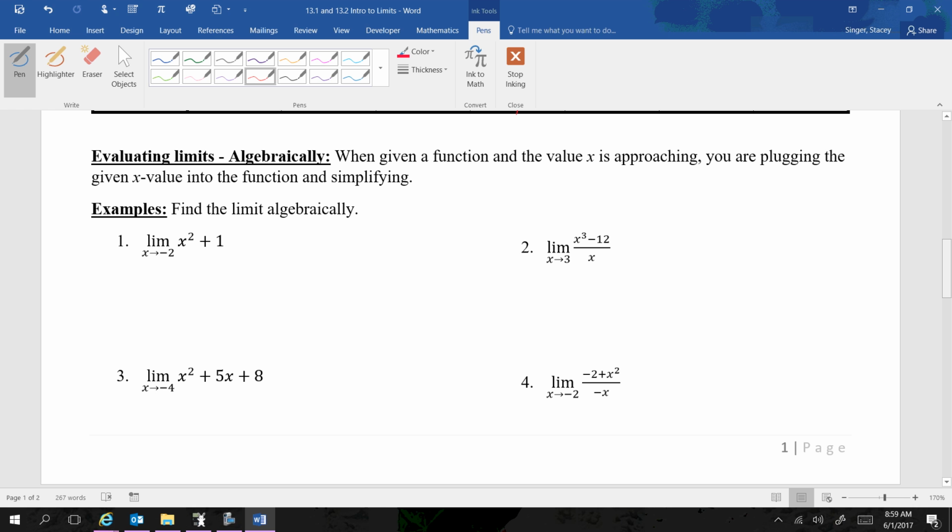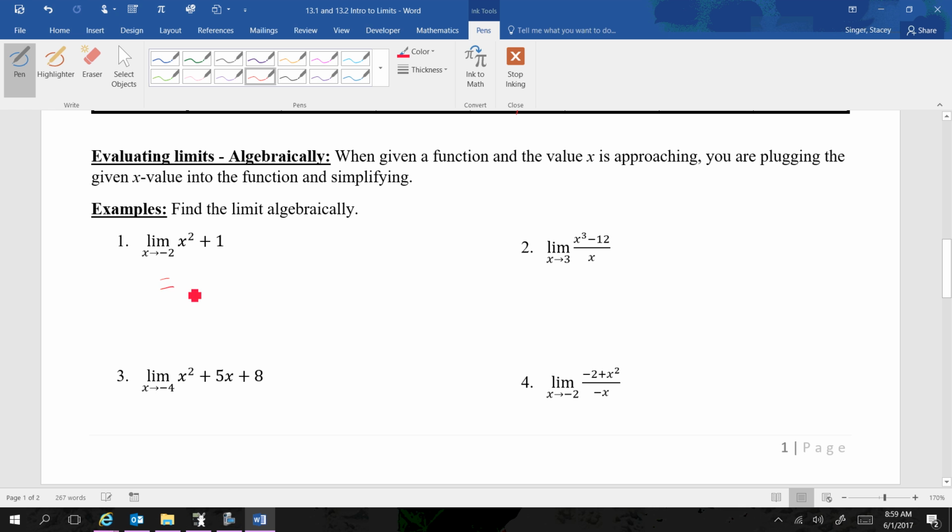Because you're plugging in an x and getting out a y. So, if I were to plug in negative 2 into that function, am I going to get 0 in my denominator? No, I don't have a denominator, so I can't get 0 in my denominator, so I'm going to get an answer if I plug in negative 2.